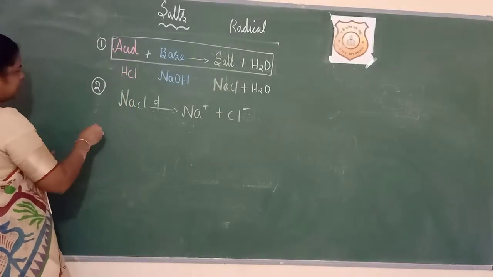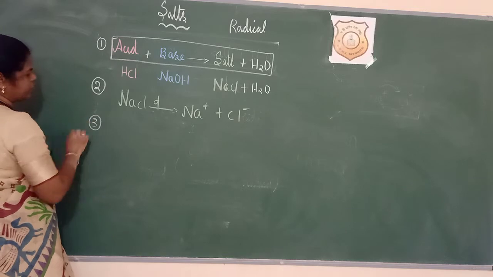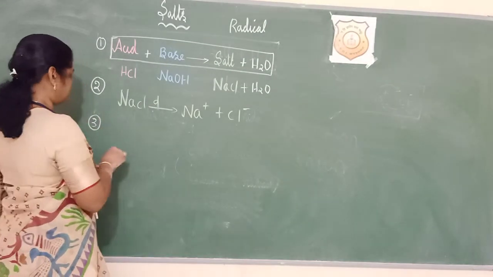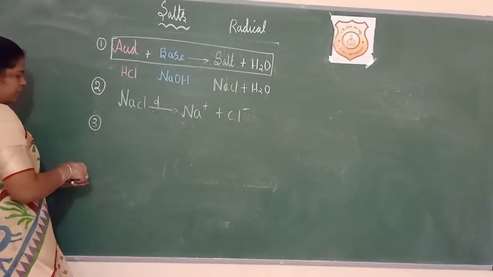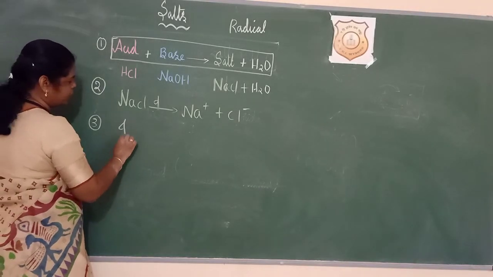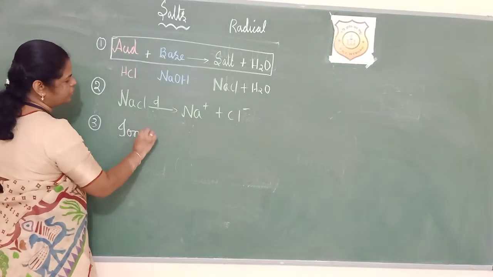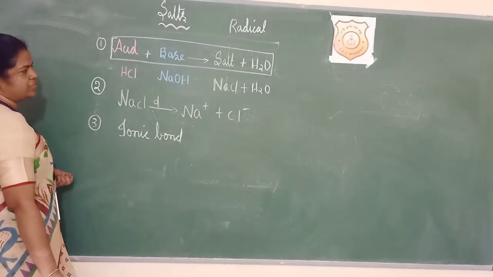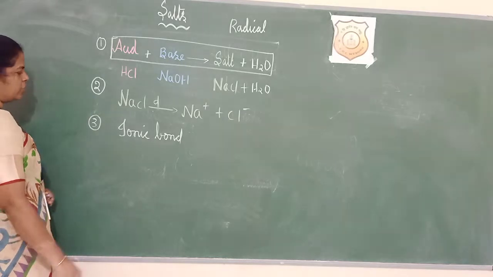Second point. Third point, I told you that the bond formed when a salt is in a solid state will be which bond? Ionic bond. Okay. Ionic bond, how? One person will be giving and the other person will be getting. That type of bond is called an ionic bond.